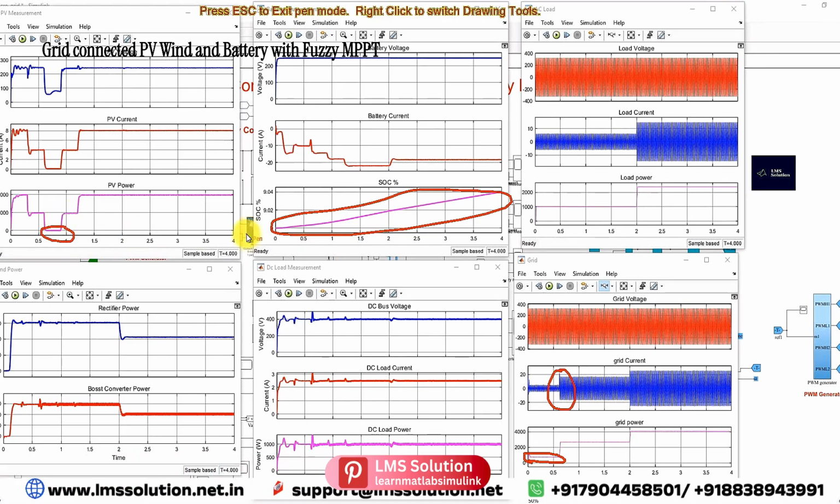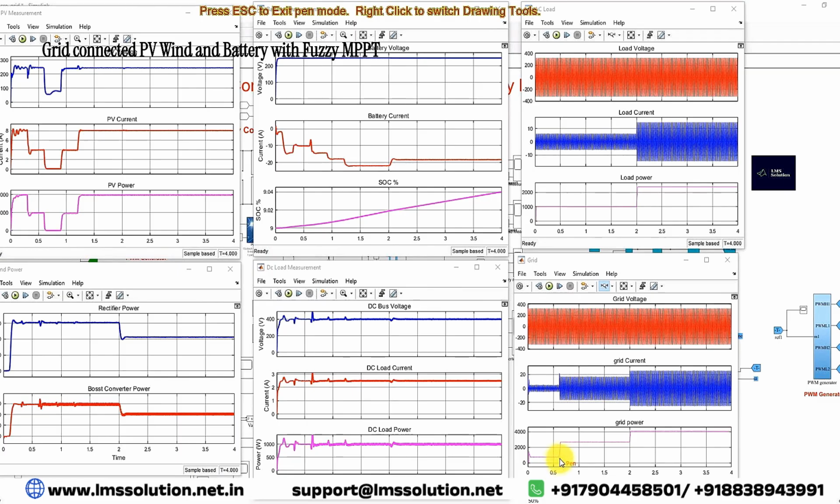After 0.6 seconds, what happened? We are getting power from the grid, because the SOC of the battery is now less than 10 percent, and the PV current is less than 0.5. That's when the grid power increased from 700 to nearly 2500 watts. So this is because of this condition: IPV is less than 0.5 and the SOC is less than 10 percent. We are getting power from the grid.